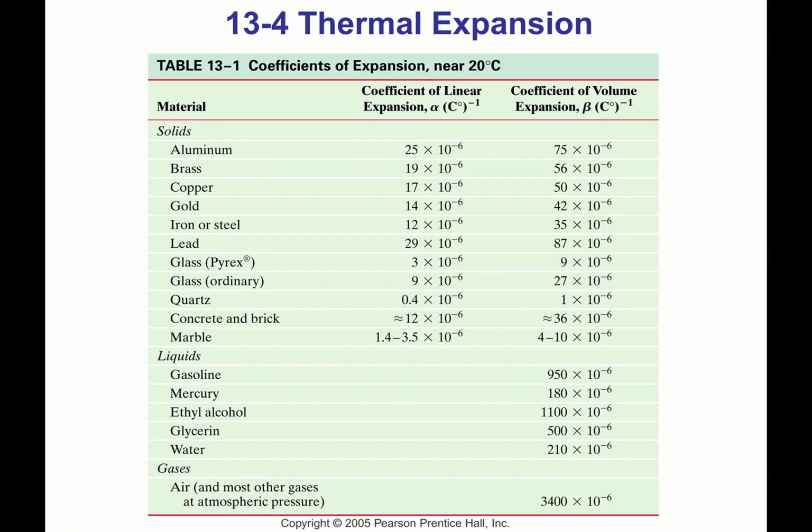This slide just shows you an example of the thermal expansion coefficients, linear and volume, for a few materials. You can see they're very small numbers, and for aluminum, you can see that beta, the volume coefficient, is exactly 3 times the linear coefficient.